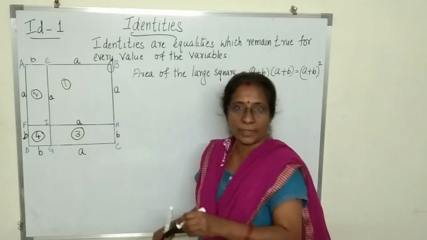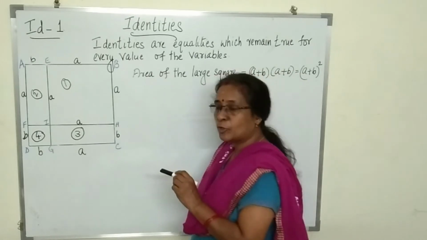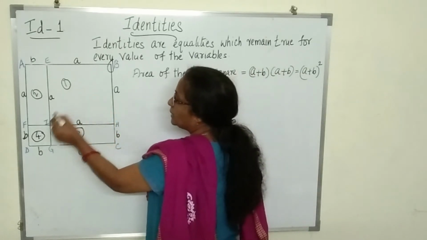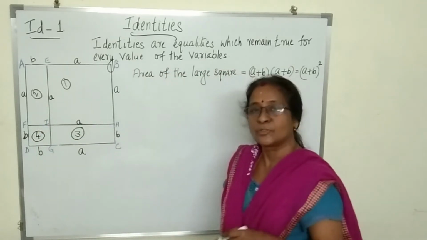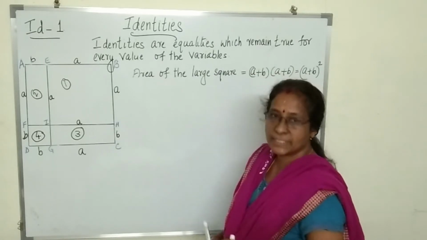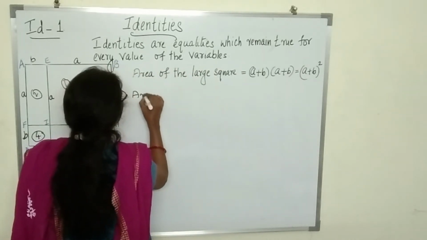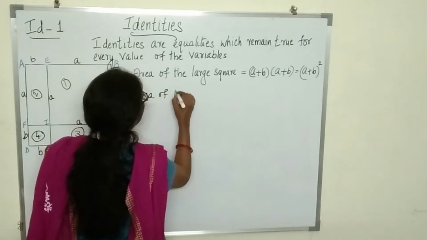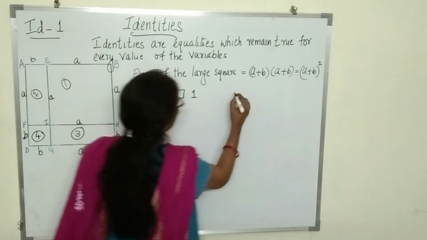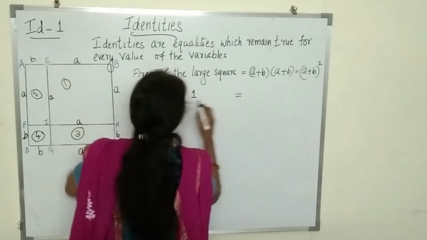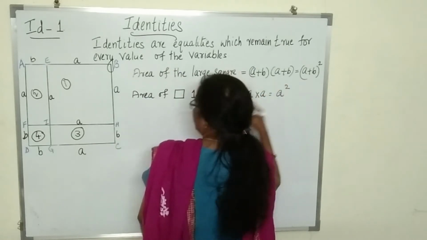We have a big square and that big square is divided into 4 parts. What are the 4 parts? One square here, another square here, and 2 rectangles here. Okay, so let us find out the area of each part separately. The area of square 1 is equal to, what is its side? A. So the area is A into A, A square.